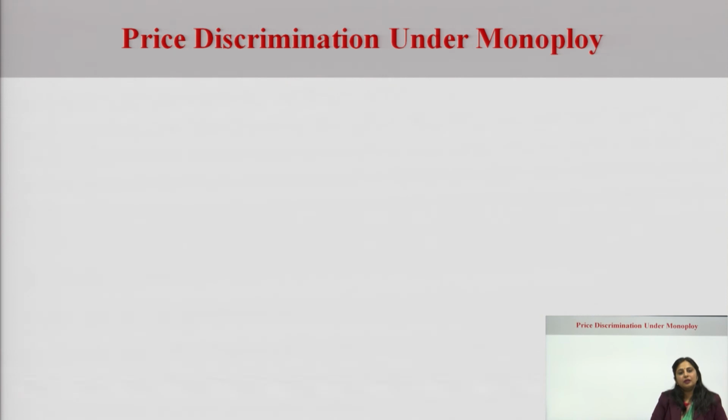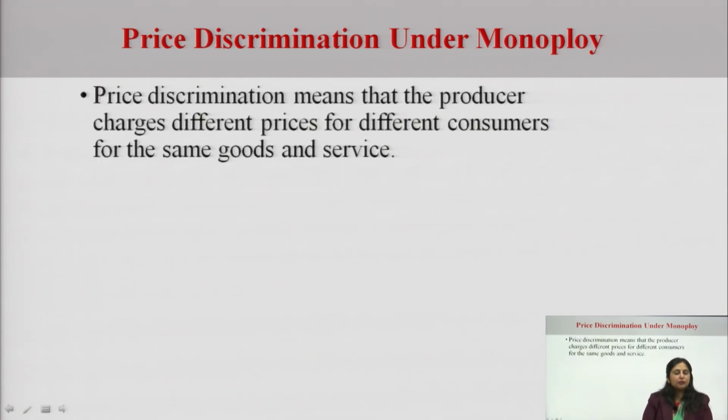Then the monopolist seller also uses a policy which is called the price discrimination policy. Price discrimination is used by a monopolist, and it can also be used by an oligopoly. It is not necessary that it can be used only in monopoly, but here we are discussing this policy under monopoly. So, price discrimination means that the producer is charging different prices for different consumers for the same goods and services.